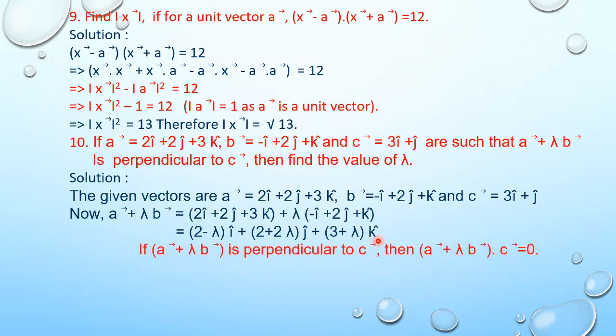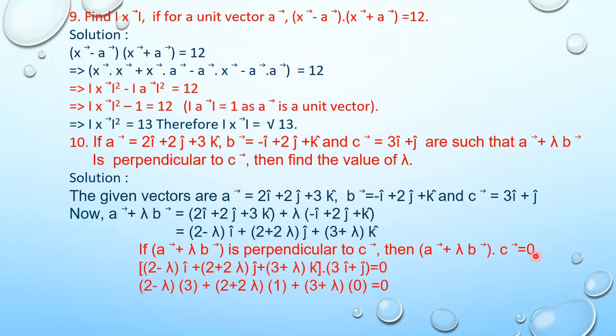So then its dot product is equal to 0. With the help of that, let me find out the value of lambda. So this is vector A plus C. This one is vector A plus lambda B, and this one is vector C. So now I'm doing dot product of these both.